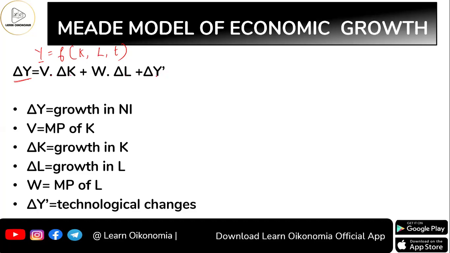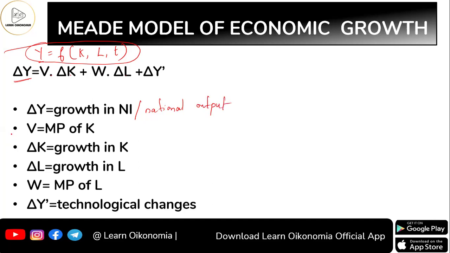So how would you be explaining this equation? In this equation, we are bringing changes to the original function. So when you have this as the original function, the change that we have brought here is therefore Y, K, L, and Y dash. So let's see how it goes. Here, delta Y shows growth in national income or growth in national output.